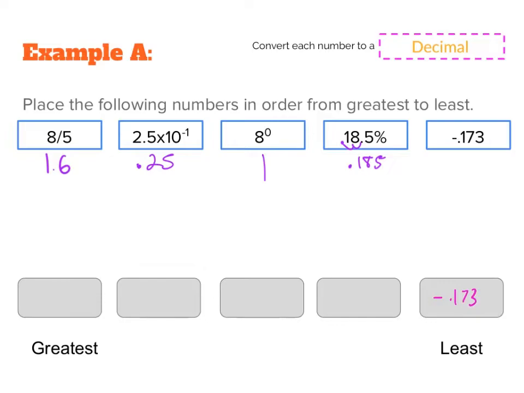Now I need to compare the next numbers. I'm going to start with the biggest numbers. I see that this one's bigger than 1, smaller than 1, is 1, and smaller than 1. So there's only one number that's bigger than 1, and that's 1.6, so that's going to be 8 fifths.